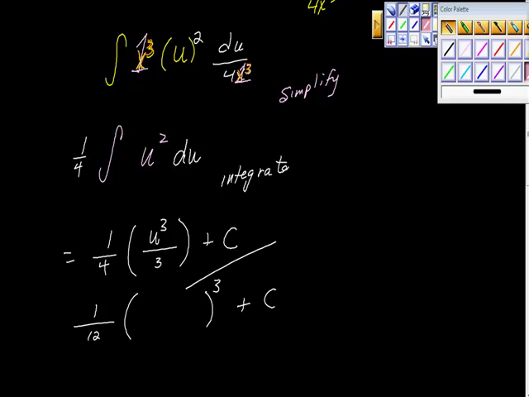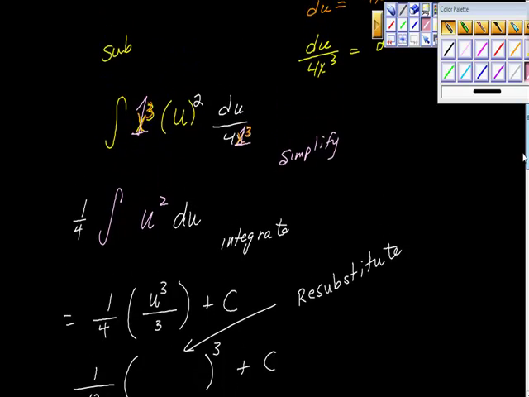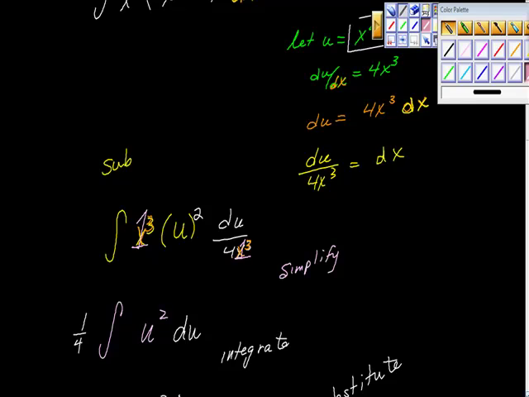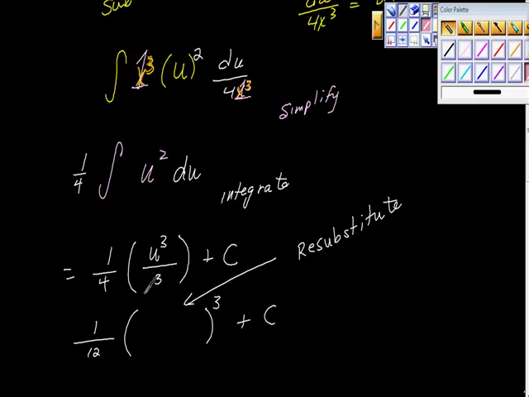Now, you have to get back to where we started, so I'm going to resubstitute. When you resubstitute that, go back and see what u was. U was, right here, right? Just going back to the beginning of our work, u was equal to x to the fourth plus 3. So I'm going to put that back in if you don't mind. So our x to the fourth plus 3. We don't have the time, but if we did, I would say to you, prove this through differentiation.